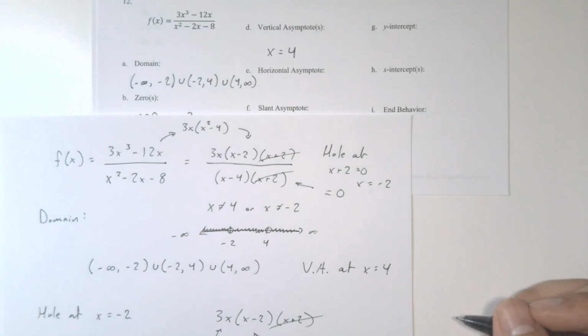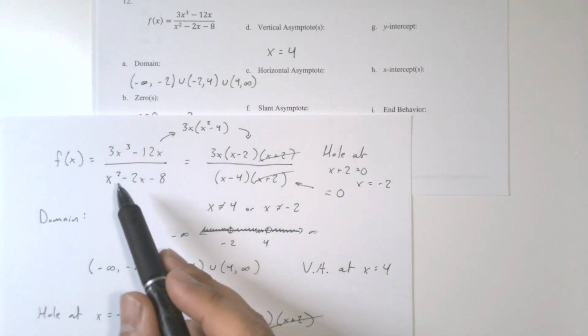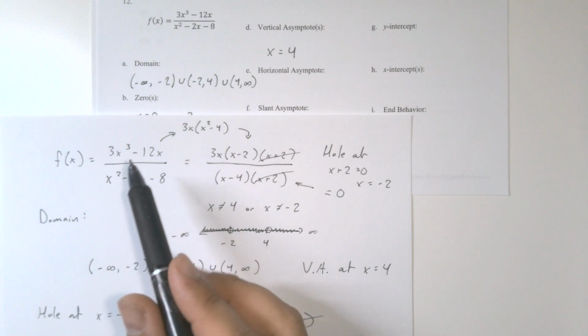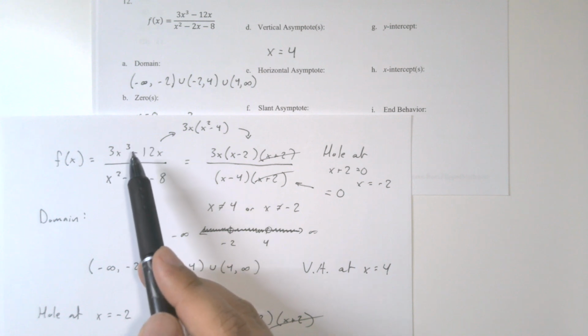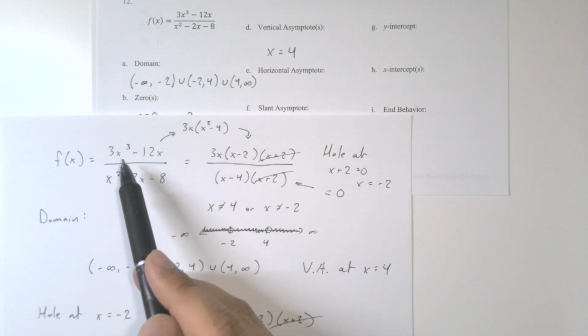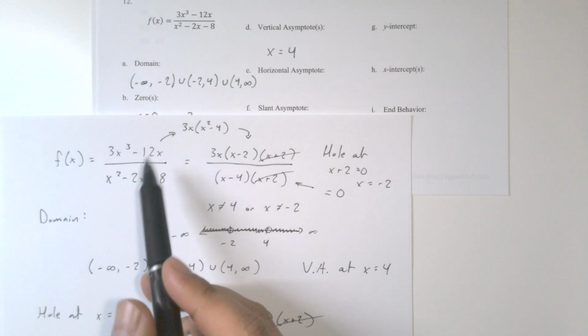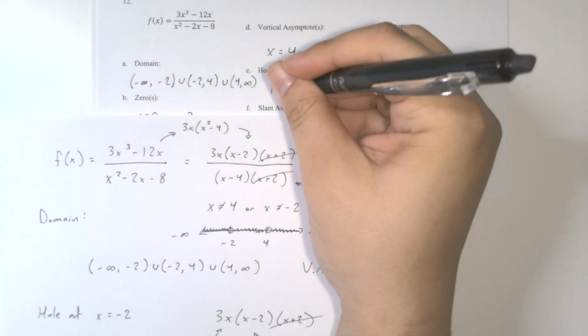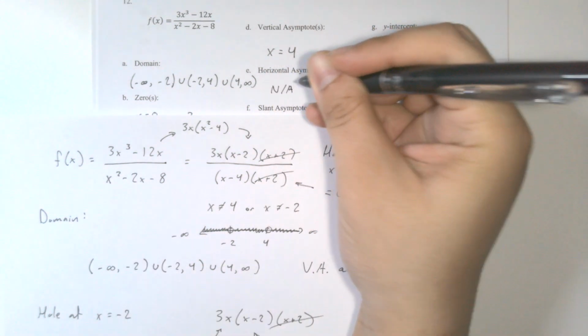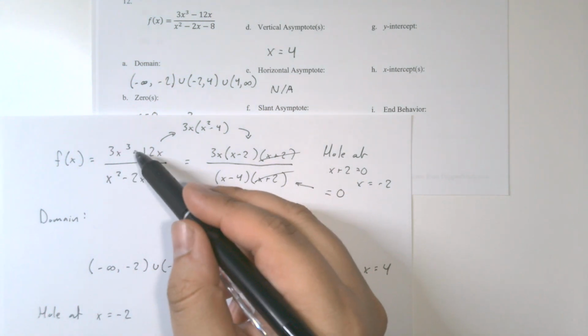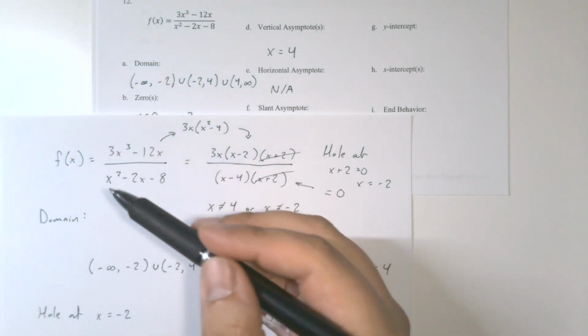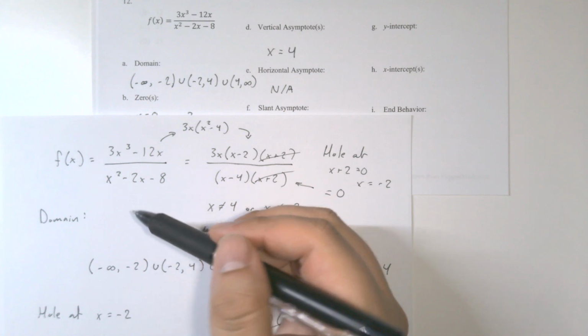Horizontal asymptote. That's where we have to go back to this form that we have here and look at the degree of the top and bottom, see which one is bigger or are they equal. And in this case, the degree of the top polynomial is bigger, so it does not have a horizontal asymptote. Remember, in order to have a horizontal asymptote, these have to either be equal to one another or the bottom has to be bigger.